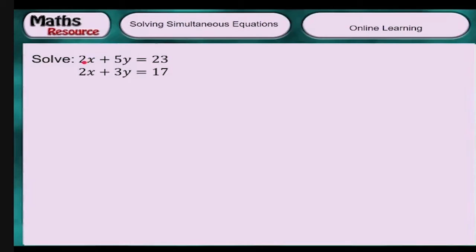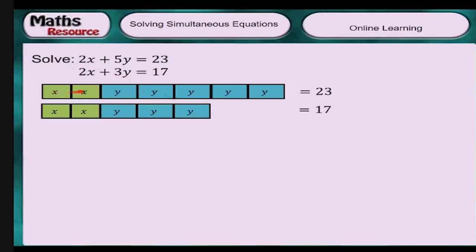So in this case, I've got 2x plus 5y equals 23. I've got 2x plus 3y equals 17. I want to find out what 1x is and what 1y is. I'm just going to put the graphical representations here for you, if it makes it easier. So I've got my 2x's and my 5y's. I've then got my 2x's and my 3y's equals 17.